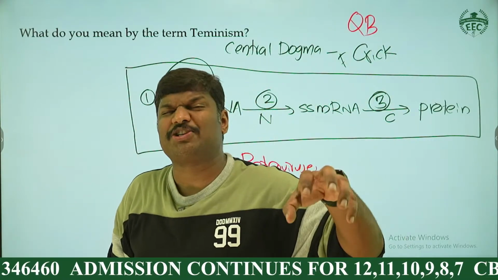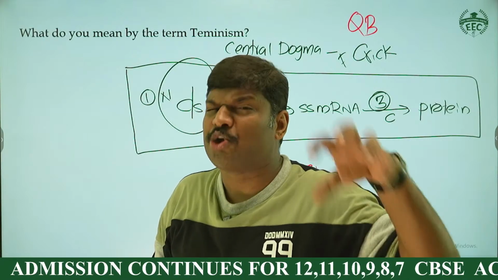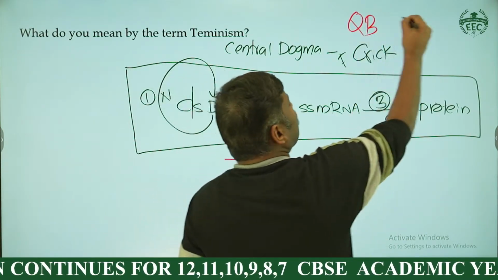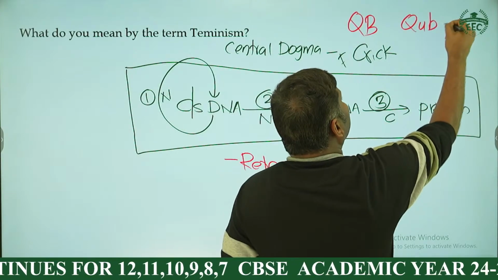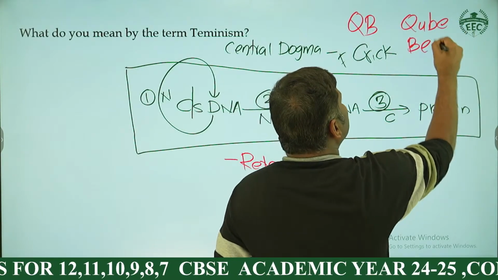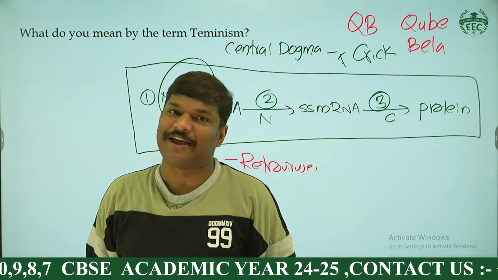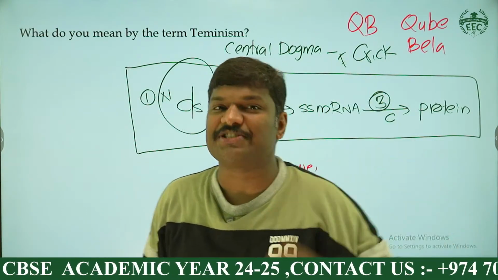It is given a special type of bacteriophage called QB bacteriophage. What is the full form of QB bacteriophage? Q stands for Q and B stands for beta. So QB bacteriophage means Q beta bacteriophage, and that has RNA as the genetic material.